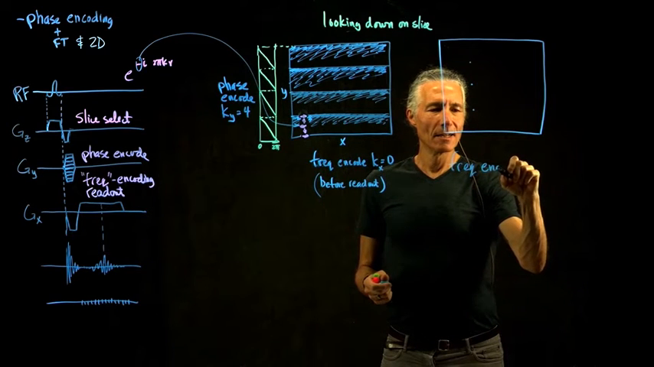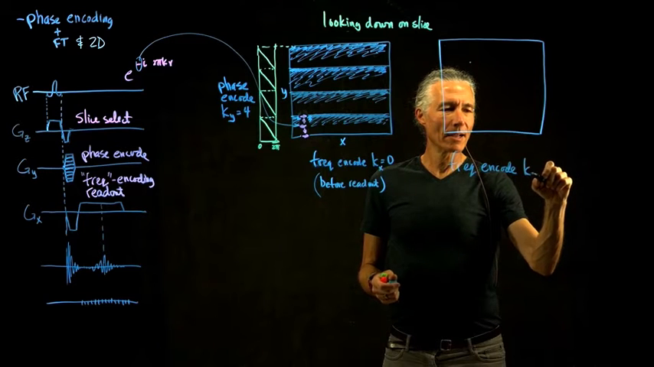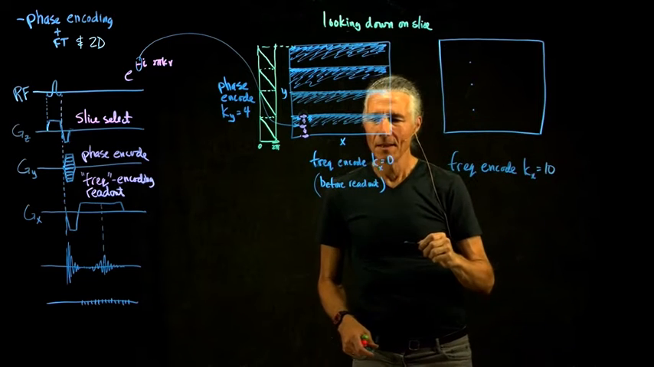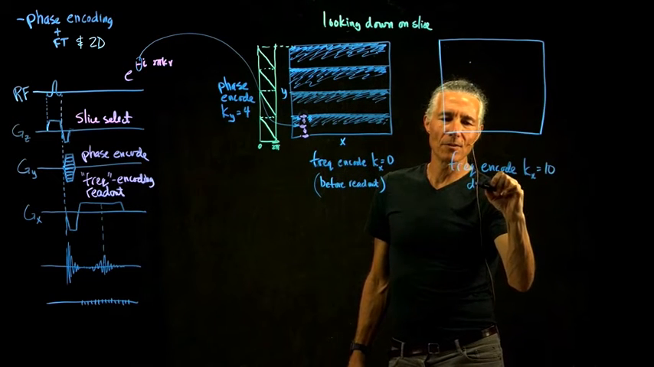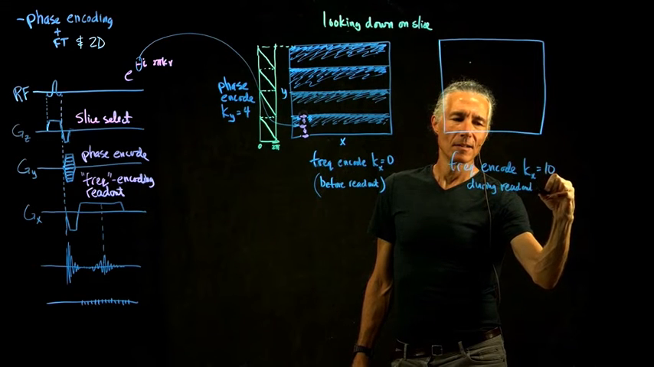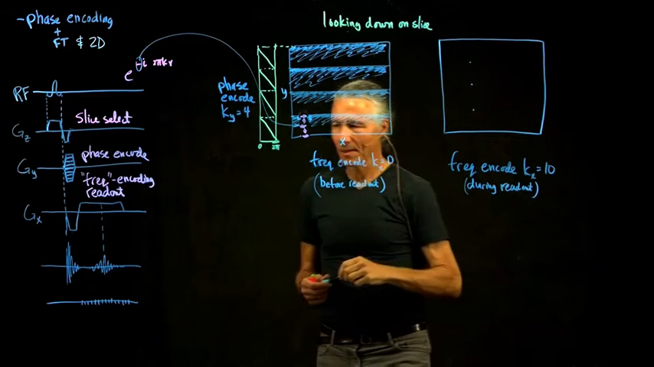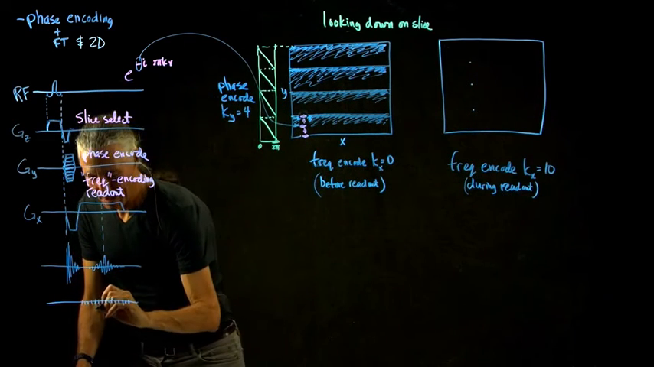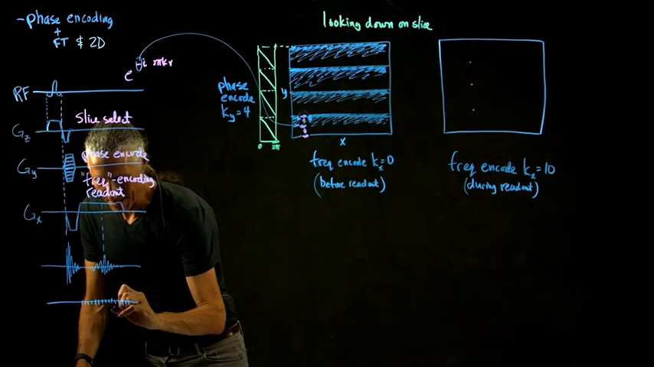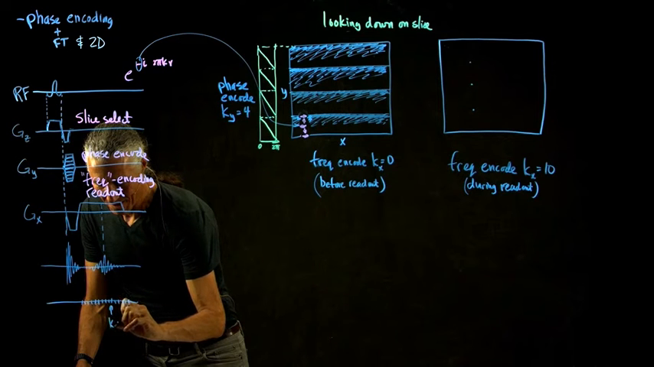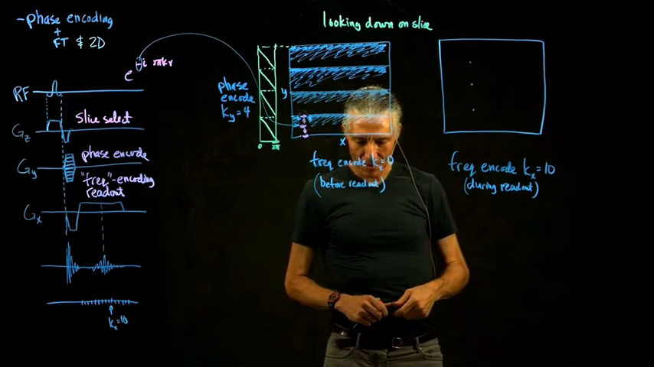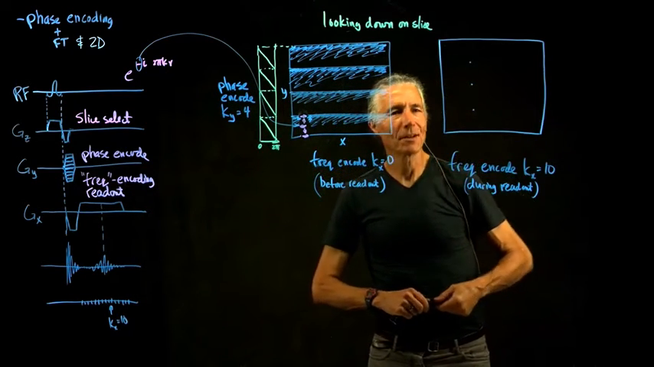frequency encode kx equals 10. So this is during readout. So this is just a snapshot in the middle of the readout. So that would be, say, like here. Well, 1, 2, 3, 4, 5, 6, 7, 8, 9, 10. So there's 10. kx equals 10. So how could they possibly not interact with each other?